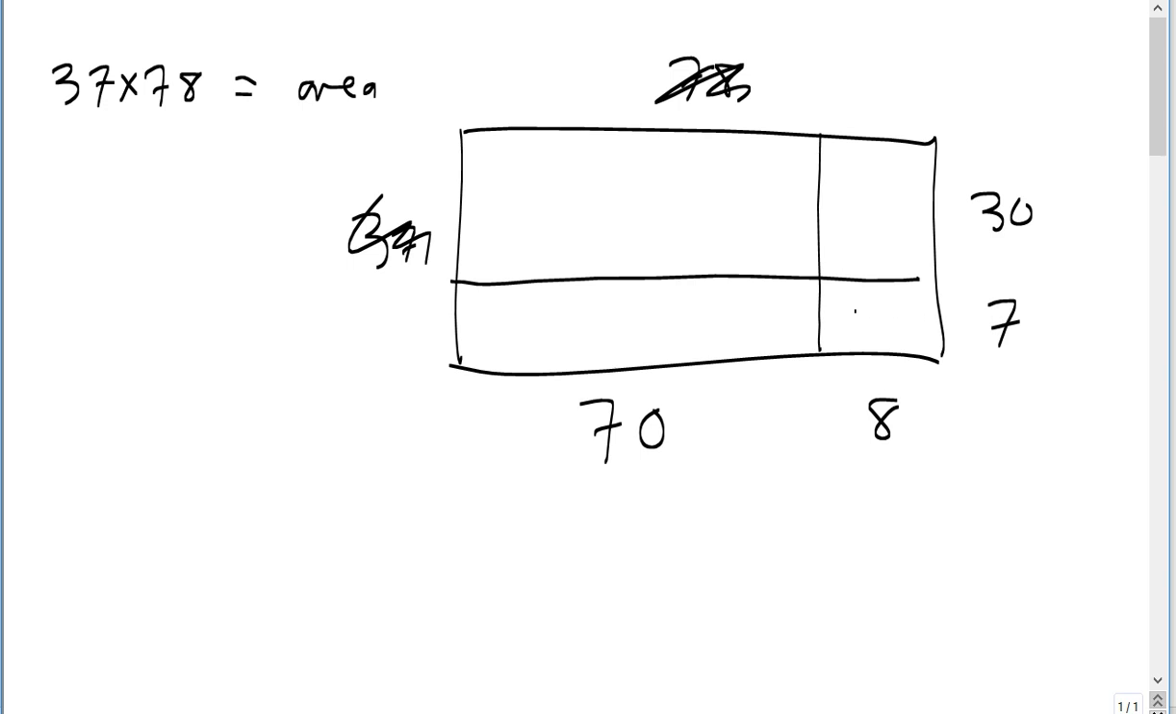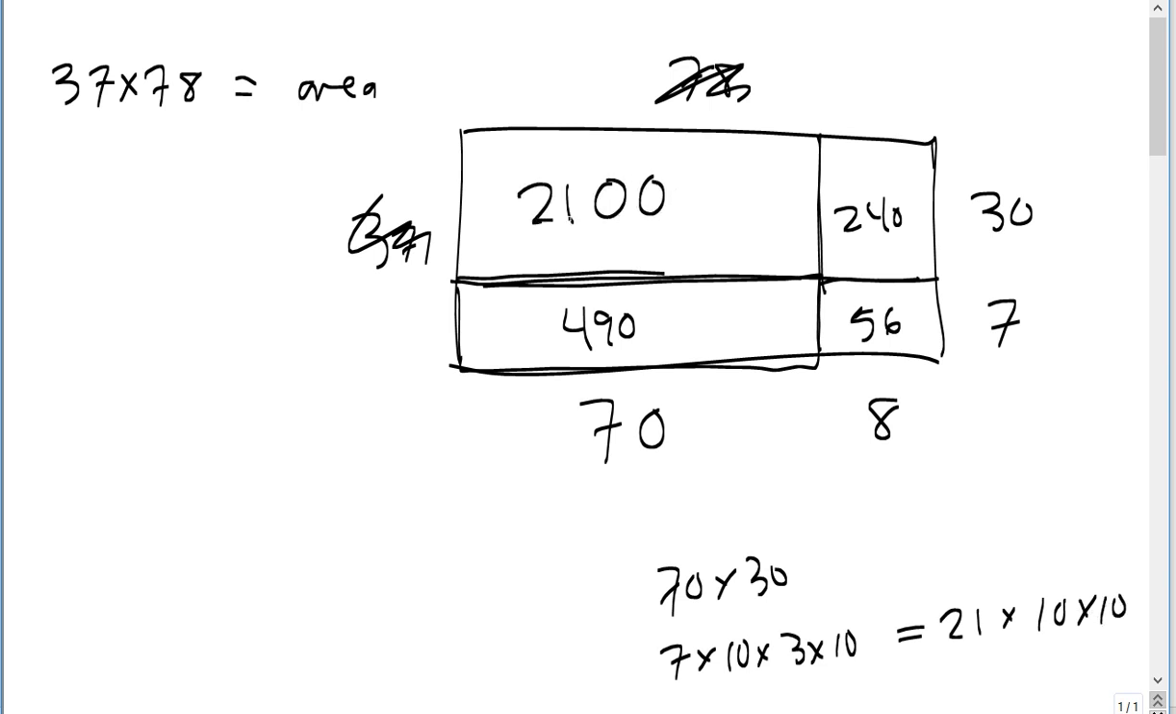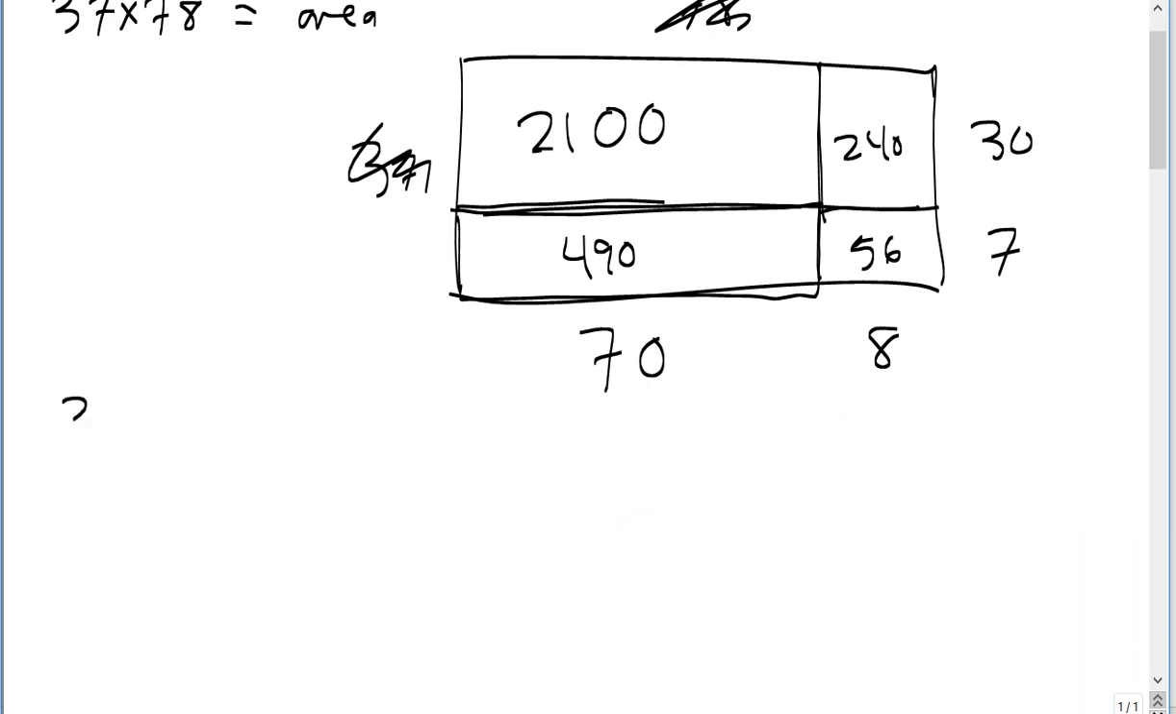Now, 7 times 8 is 56. 8 times 30, this is an 8 by 30 rectangle. That's 240. 7 times 70, this rectangle is 490. And if you want to multiply something like 70 by 30, you do the 7 times the 3, because really 70 times 30 is 7 times 10 times 3 times 10. And you can do the 7 times 3, 21, times 10 times 10, and you get 21 with 2 zeros at the end.